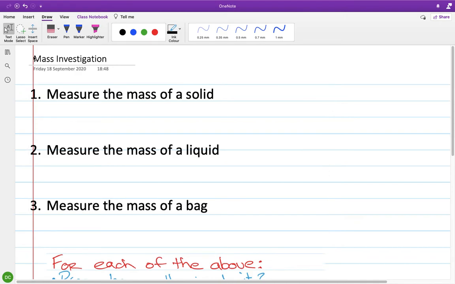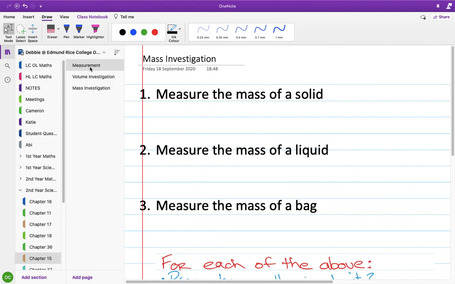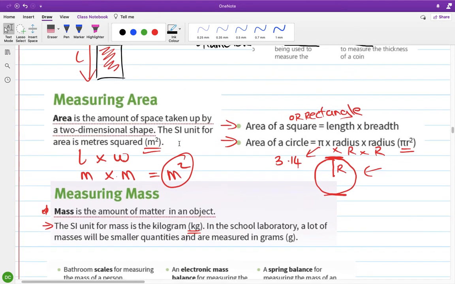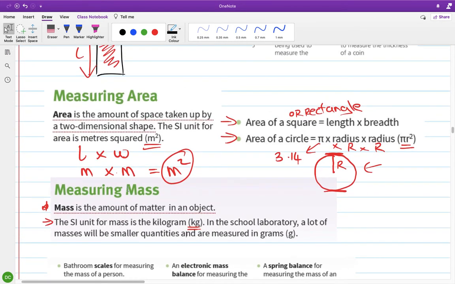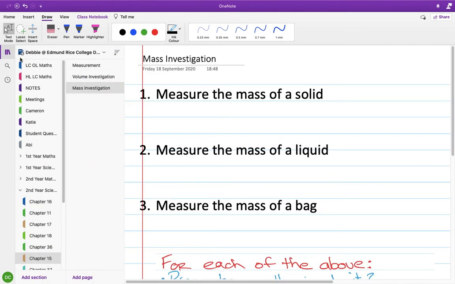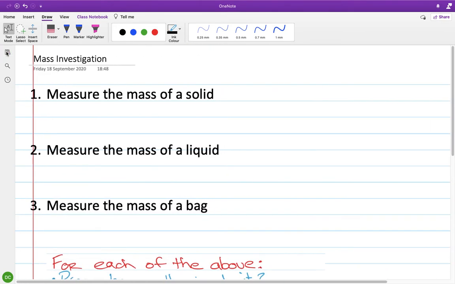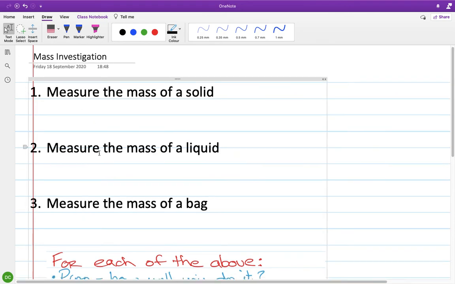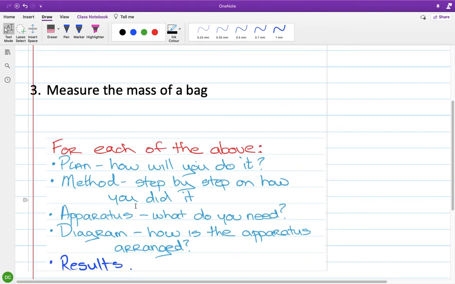Okay, so take down your notes that we discussed. Go back here and take down your notes on mass. So a heading, measuring mass, the definition of mass, and the standard unit of mass. And then carry out these three investigations. Write them down into your copy under the following headings down here. And when you have all three done, upload to Schoology.